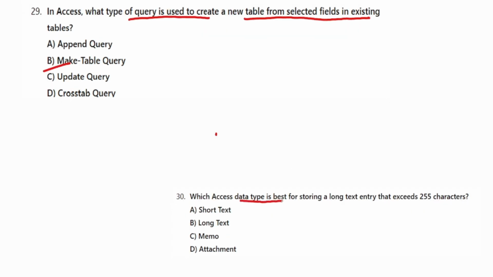Now move to the next question. Which Access data type is best for storing a long text entry that exceeds 255 characters? The correct option here is long text, because long text allows storing large text entries that cannot be done with the short text field, which is limited to 255 characters.